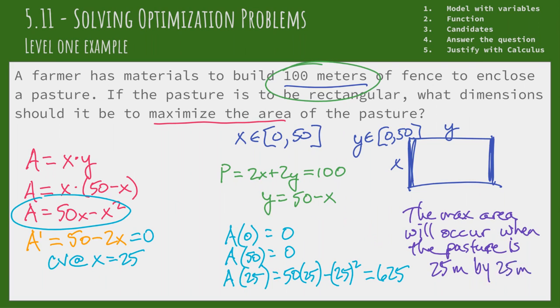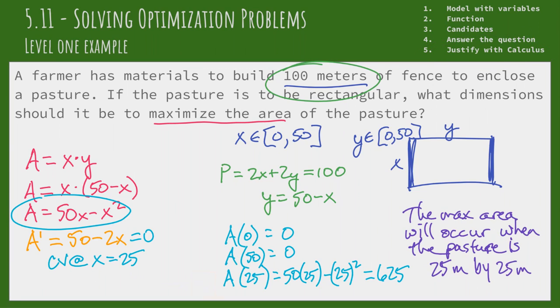Now, the last step here says justify with calculus. I've actually done that, and I've done that using the candidates test. I don't have to say that I'm using the candidates test here, but I have used it as I went through. So I restricted the domain of x to a closed interval. So I checked the endpoints at 0 and 50. And then I also found critical values on the interval, and I checked the area at that point. So what we're doing there is using the candidates test, and we found the area at each of those candidates.